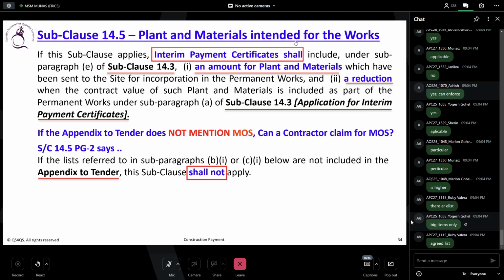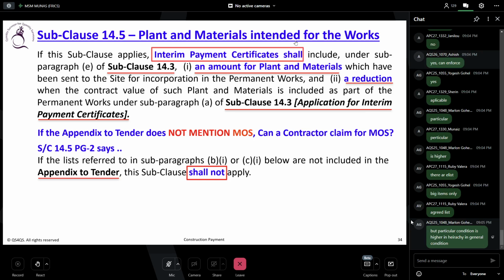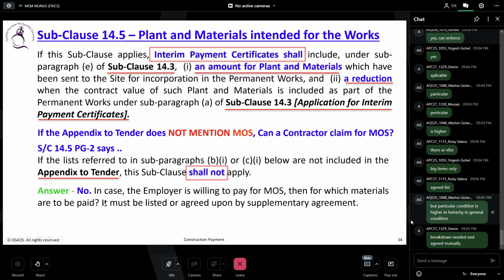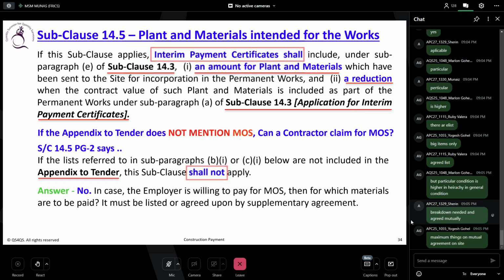Otherwise, how can the consultant certify all the material you have brought to the site? You should have a list of material that you agree. That's what it says. If the list is not there in the appendix to tender, then this cannot be applied. This is not a workable subclause. Do you understand? So that's the reason. The answer is no. But contractually, yes, you can implement it. But since you don't have the list, you don't know how to make it work, so unless otherwise, you have to agree through a supplementary.